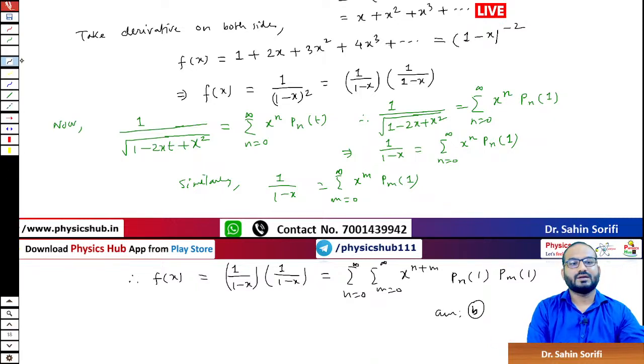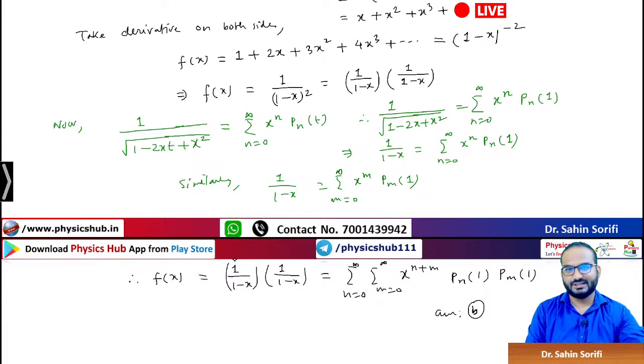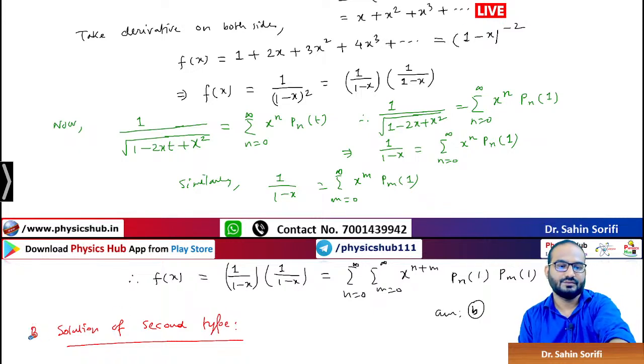Now till now we have discussed Pn of x, the Legendre polynomial. Legendre polynomial was one of the linearly independent solutions of the Legendre differential equation. Another linearly independent solution is there, that is denoted by Qn of x, that is Legendre function of second kind. The second solution, of second type.